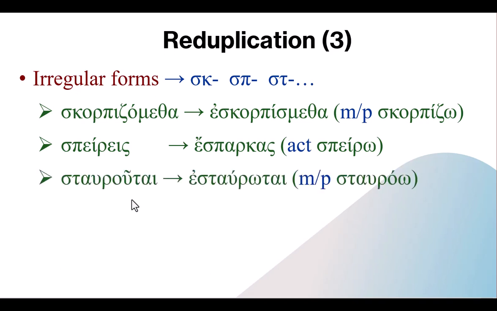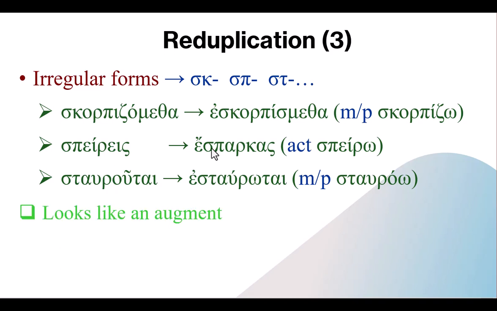The final example is for the verb stauroo. If we have staurotai, which is your present middle passive indicative, third singular, then in the perfect middle passive, it would be estaurotai rather than sestaurotai. The verb means to crucify, so this would be he has been crucified. This is the only one that appears in the New Testament, by the way. These others are in the Septuagint, so it's not real common.